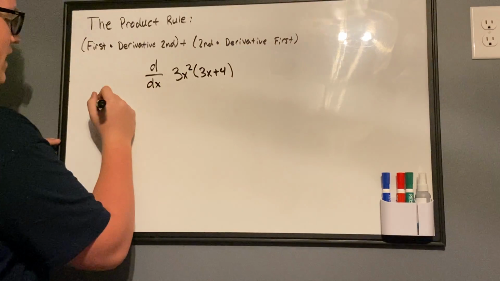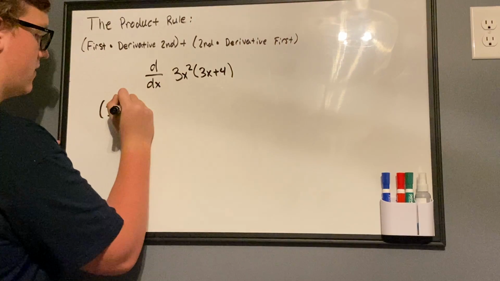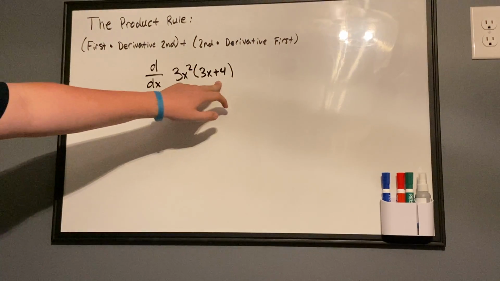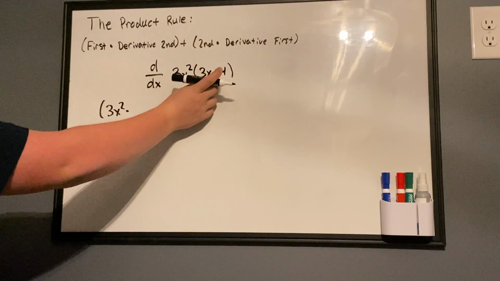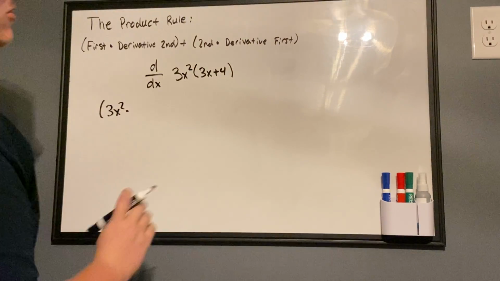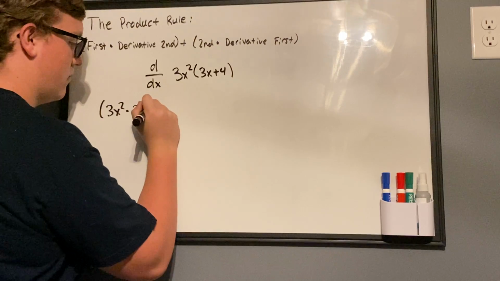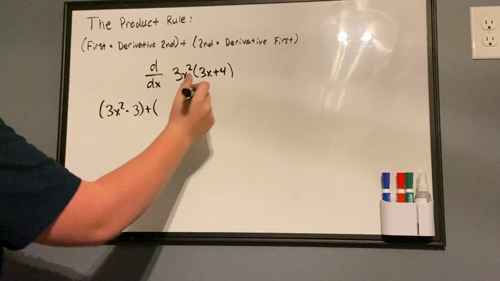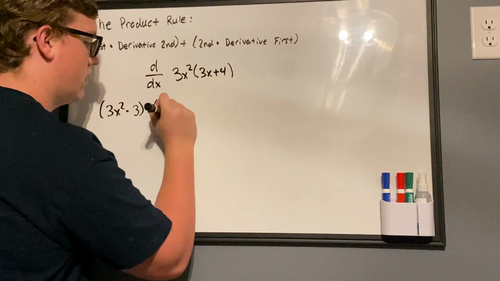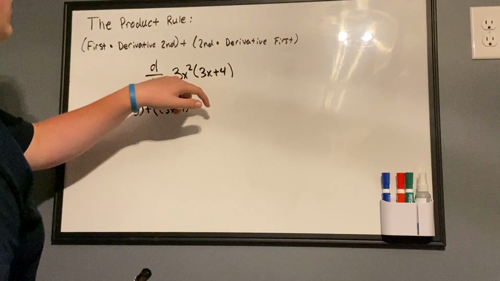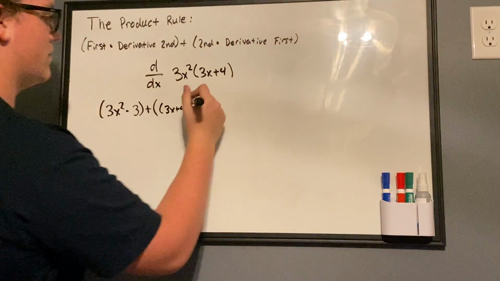So we're going to have our first term, which is 3x squared, times the derivative of the second term. And our derivative of this, well, the derivative of 3x is 3, the derivative of 4 is 0. This is using the power rule. So this is going to be 3x squared times 3 plus the second term, which is 3x plus 4, times the derivative of the first. And the derivative of this using the power rule again is going to be 6x.